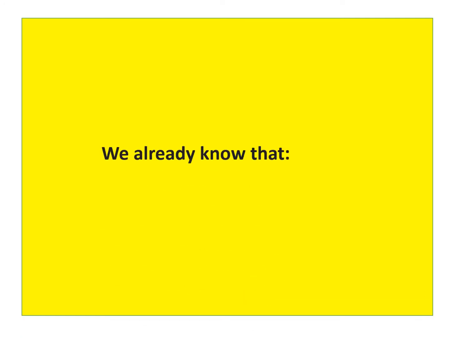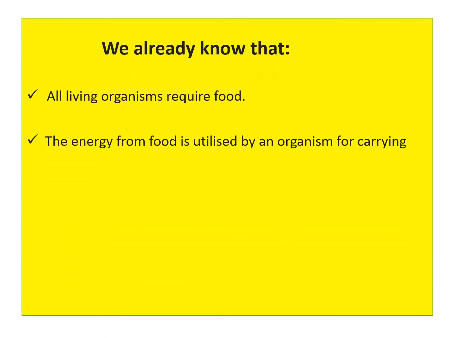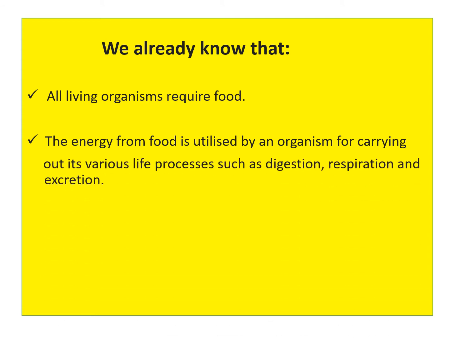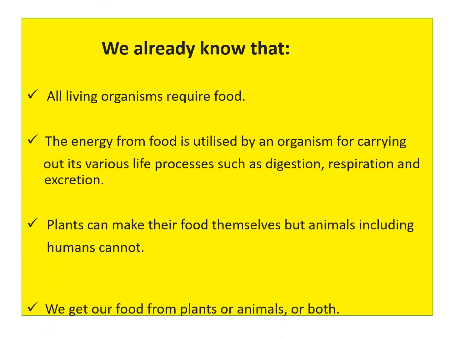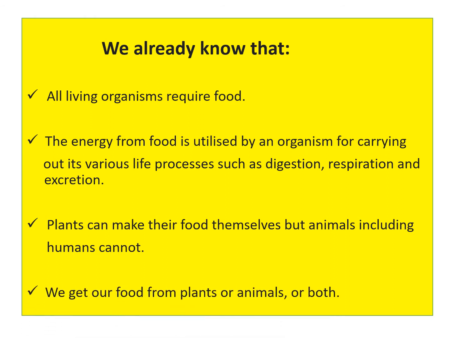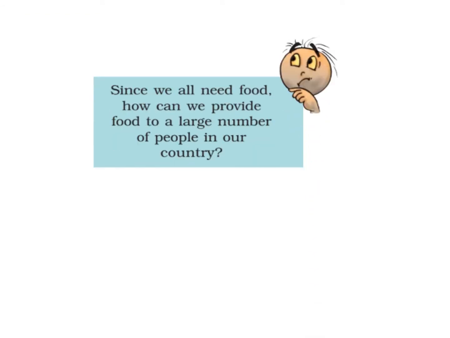So we already know that all living organisms require food, right? The energy from the food is utilized by the organism for carrying out its various activities like digestion, respiration and excretion. The plants can make their food themselves, but animals including humans can't. So we get our food basically from both plants and animals, right? Since we all need food, right?